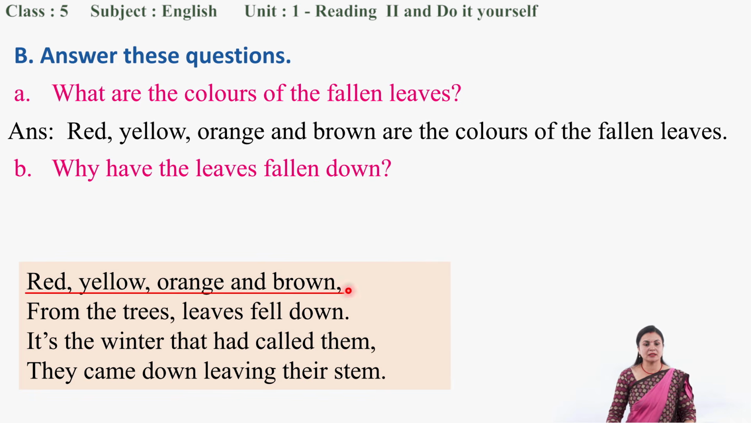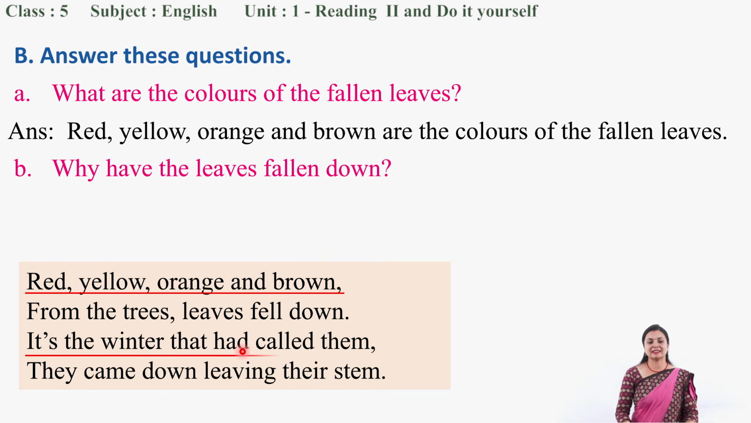Let's see this stanza again. So it is said, red, yellow, orange and brown, from the trees leaves fell down. It's the winter that had called them. They came down, leaving their stem. So which season is mentioned here? Winter. So what do you think? What is the reason behind it?